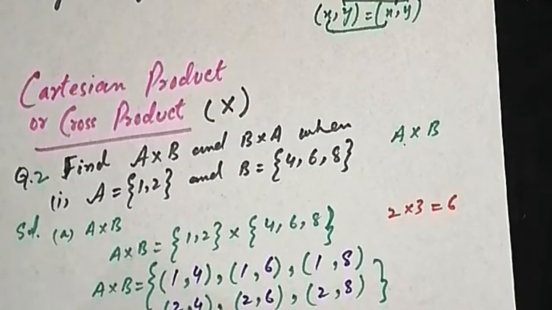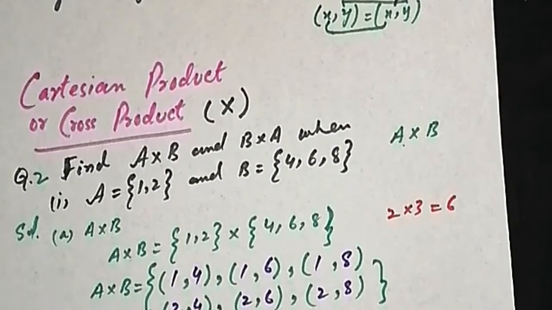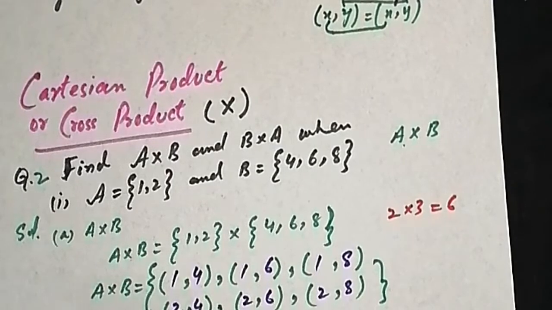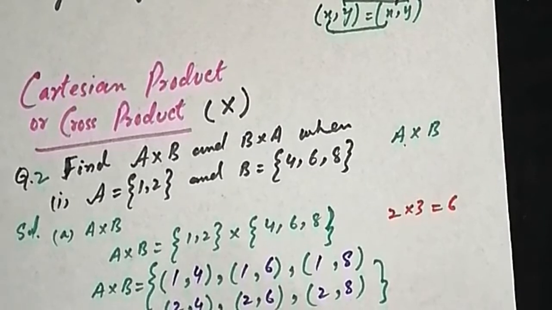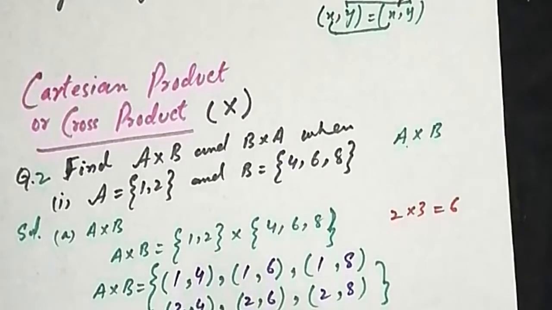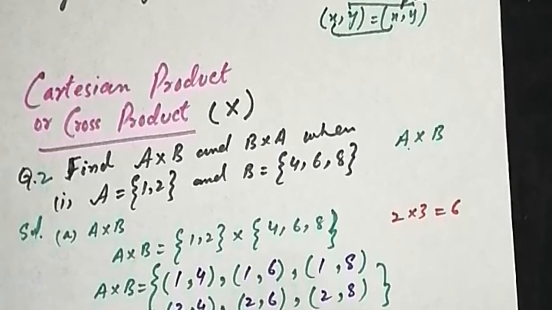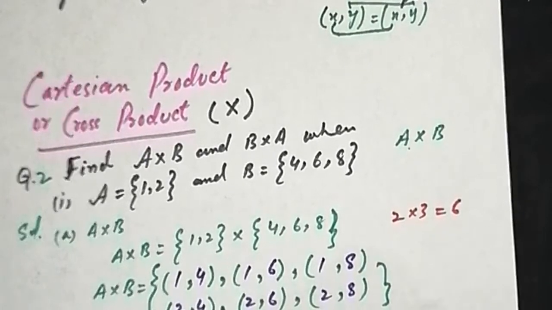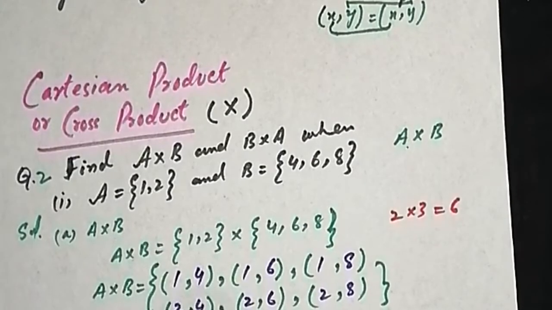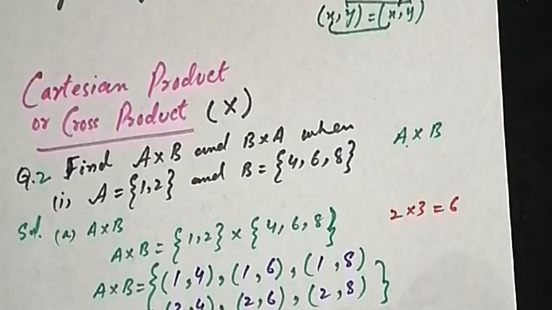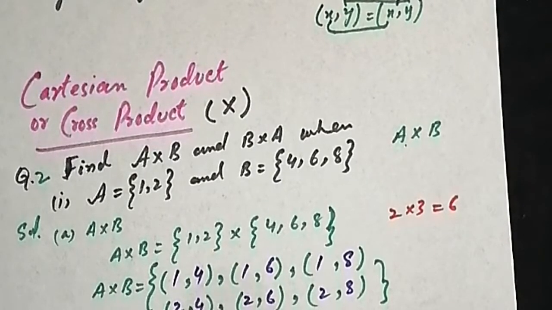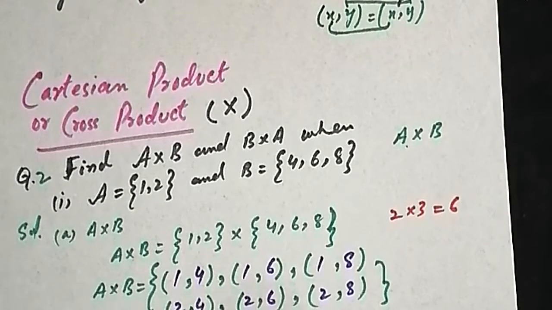Now second part, B cross A. We have to find the ordered pairs of B cross A. Now B cross A is equal to, first we write the bracket of set B, 4, 6, 8, multiply set A, 1, 2. Now B cross A is equal to, the elements in set B 3, the elements of set A 2, 3 times 2 is 6, we have to write 6 ordered pairs.